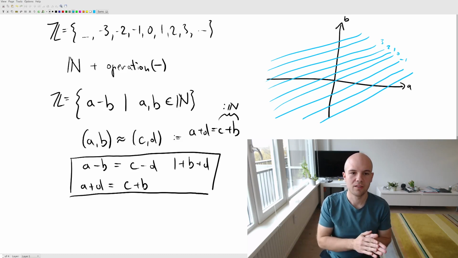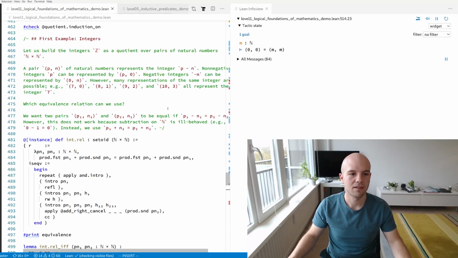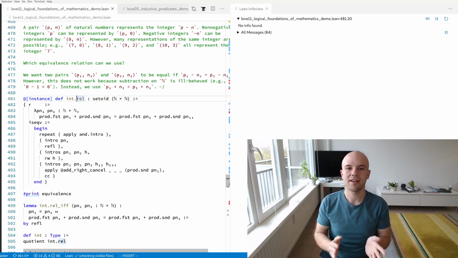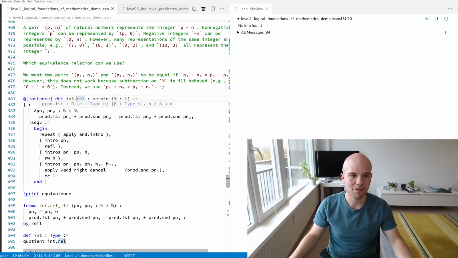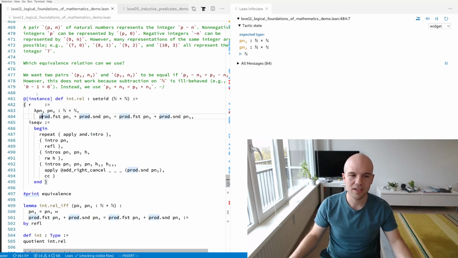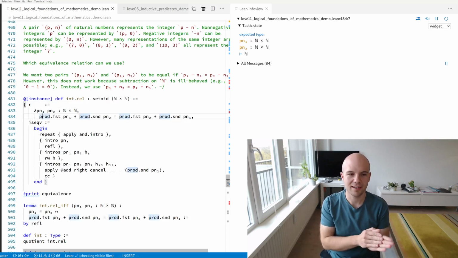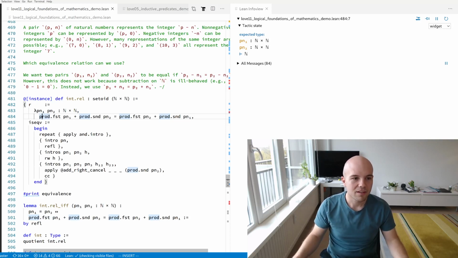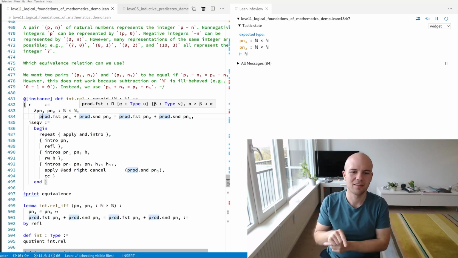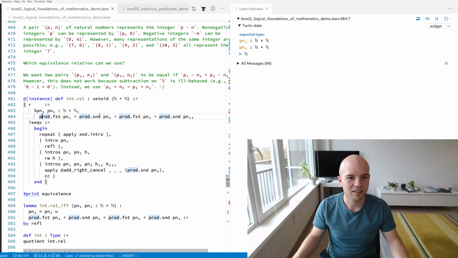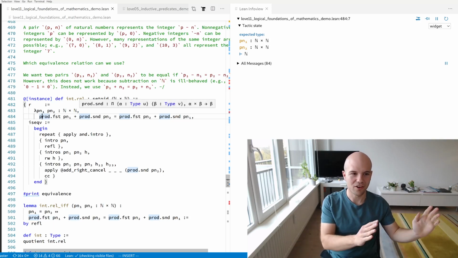So let's look at how this is done in Lean. First we define a setoid containing this equivalence relation. As promised, this is hard to read, but if you remember what I've drawn, it's exactly the same thing. We take the first component of the first pair and the second component of the second pair, and if we add them together, it should be the same as if we add the first component of the second pair and the second component of the first pair. It's exactly what I've written on the drawing.